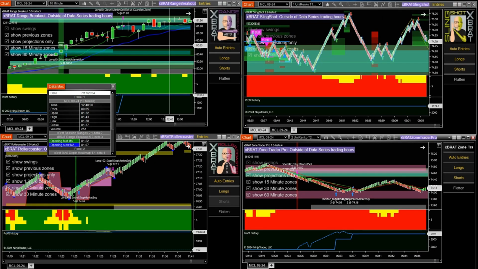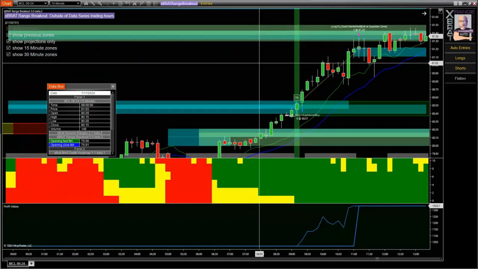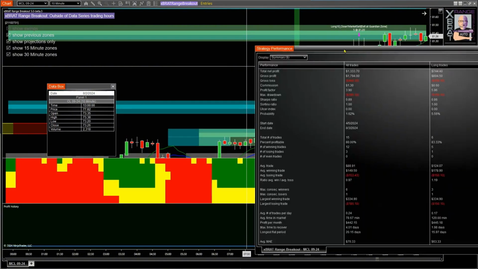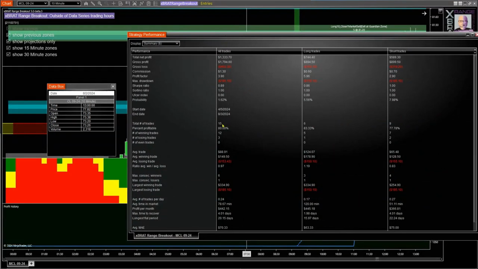When we look at the range breakout here, if I just look at this performance report, I'm going to look at all of them in a minute, but I just want to show you that this particular strategy in 90 days only takes 15 trades, because it has to identify that oil pit open.